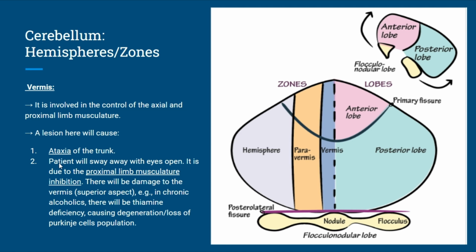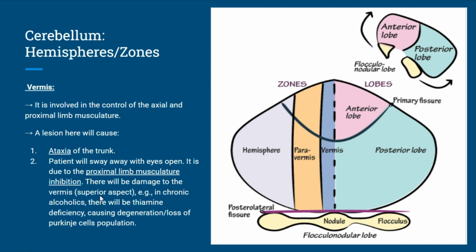That's important. If there is a lesion present here, the patient will sway with their eyes open. So there is probably a problem with the balance. It is due to the proximal limb musculature inhibition.